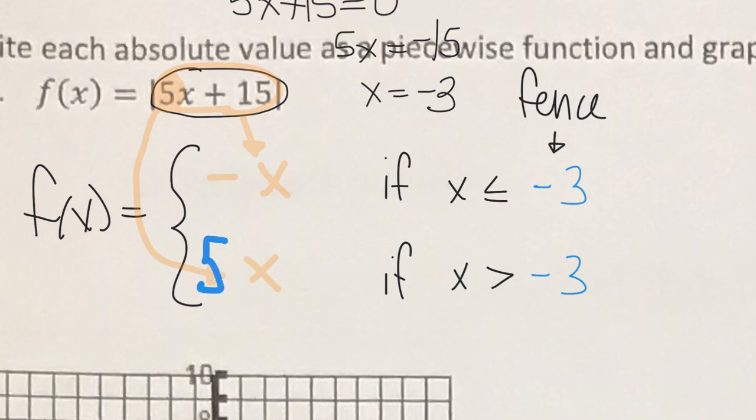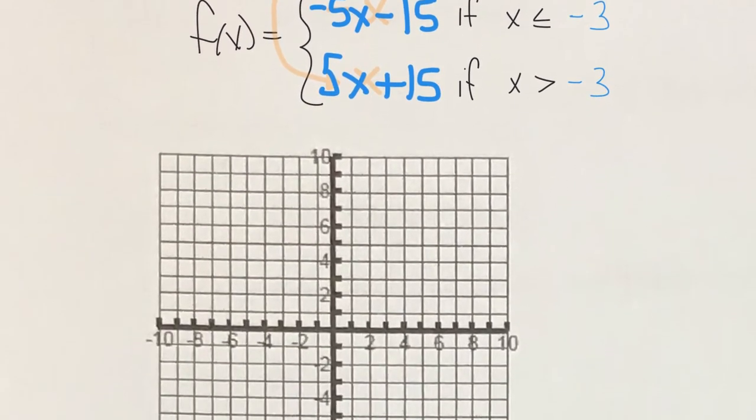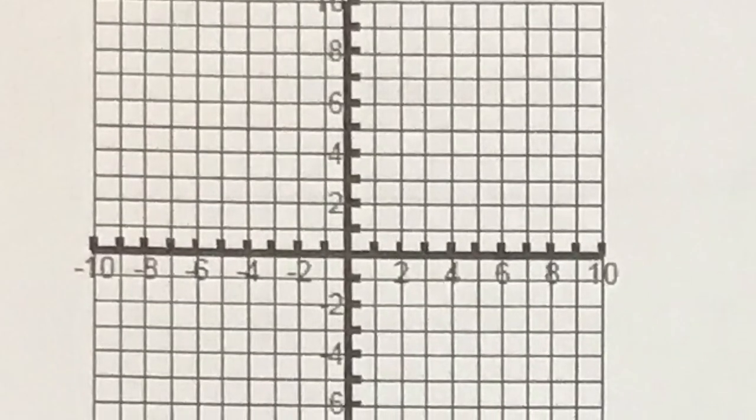Here is the normal, 5x plus 15. That's exactly what you see in your absolute value bars. And the negative is negative 5x minus 15. So when we come over here to do a little sketch, we have negative 3 as basically our fence. So we're going to put in a dashed little vertical line here, but that's really not necessary.